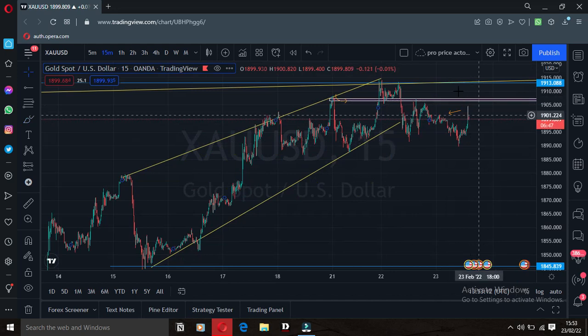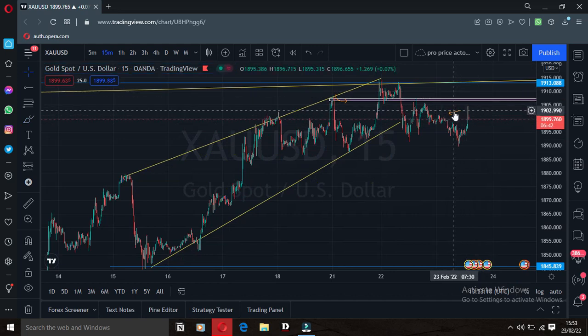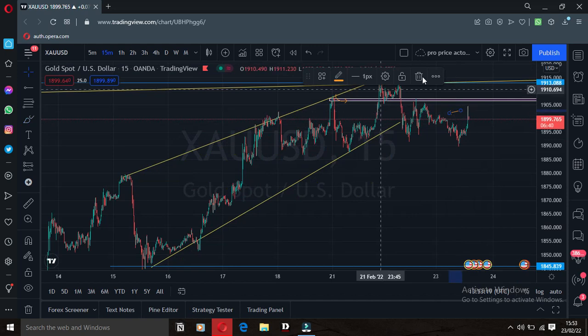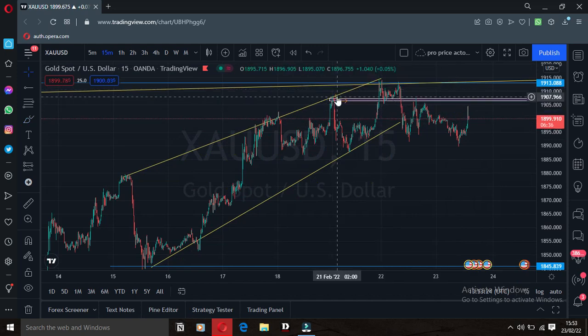Our stop loss will be around this area, in the middle of this area, because we have our previous resistance over here, which was respected by this level. They say a resistance turned into support, then it turned into resistance again. That is the explanation of a head and shoulder.